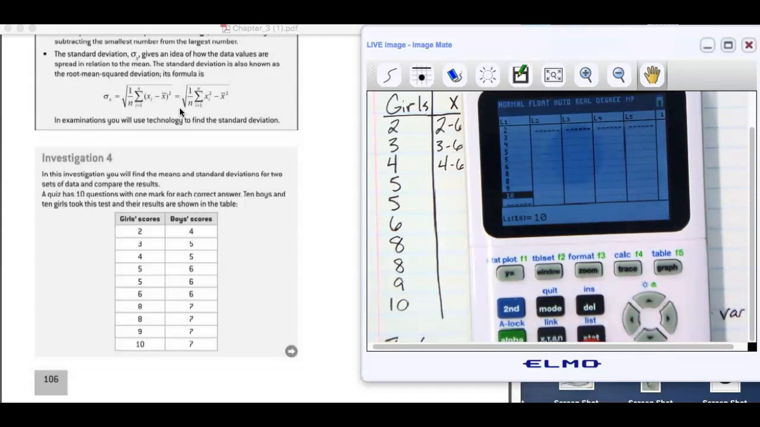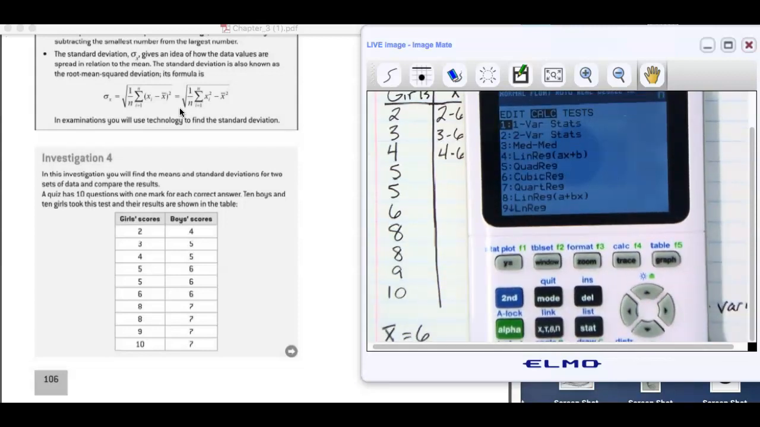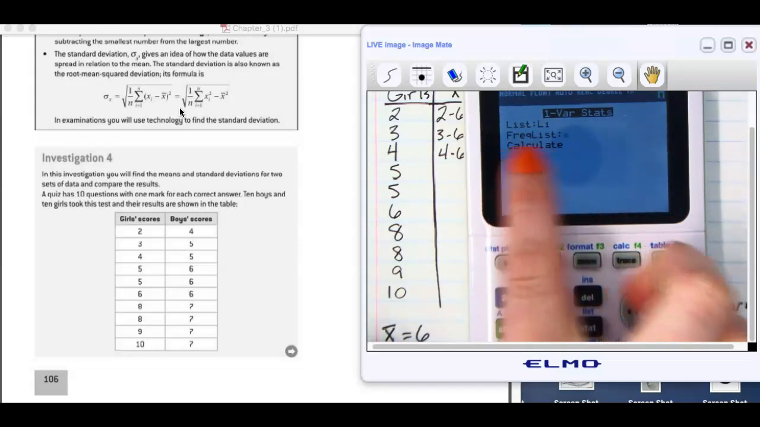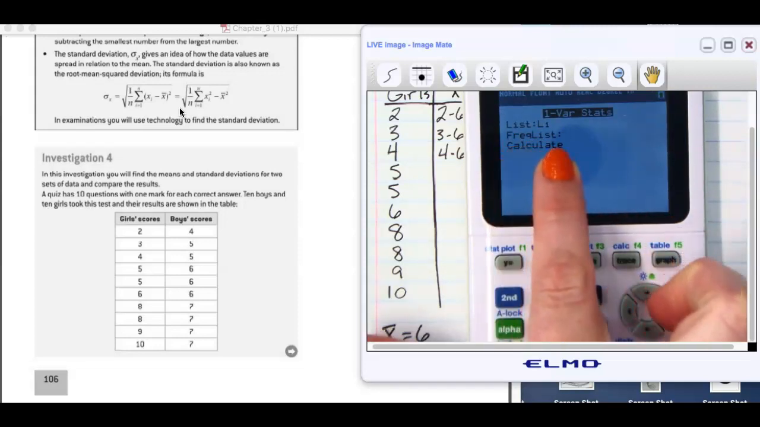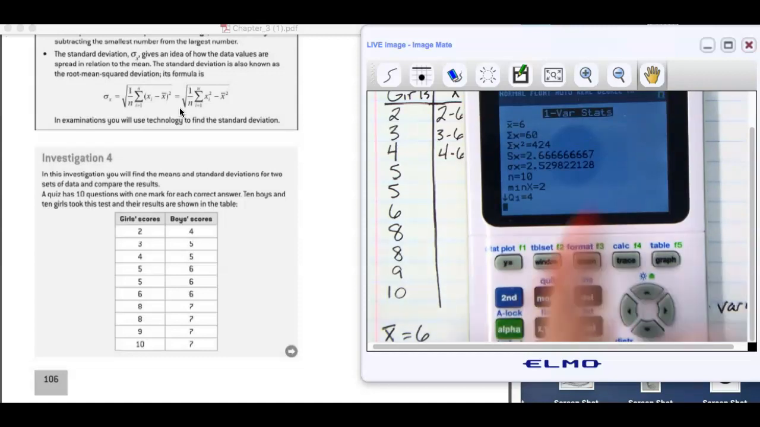So I can do stat, calc. We have one variable, right? All of our numbers, all of our pieces of data is representing one thing, like questions answered correctly. So one variable, statistics. All of my data is in list 1. I don't have a frequency list because all of my data is in list 1. And then we calculate.